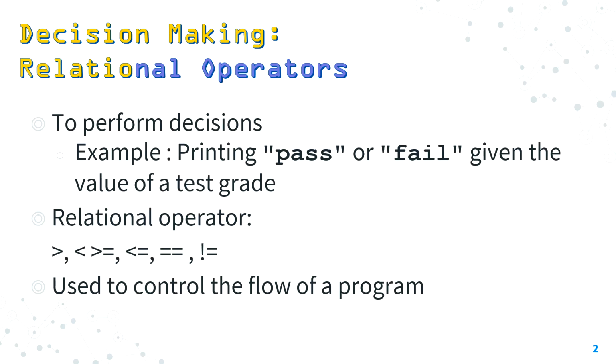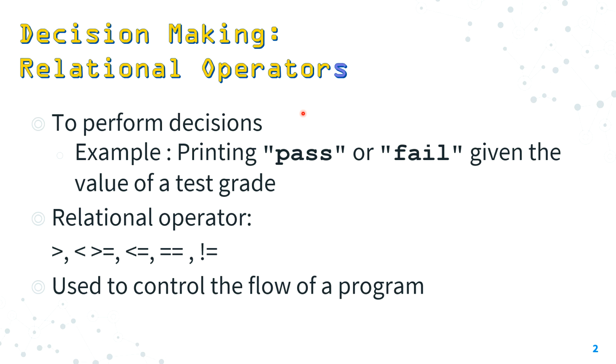To perform decisions, we use what are called relational operators. A relational operator compares two values and tells you how they relate to each other. For example, are they equal? Is one larger than the other? So these operators are used to control the flow of a program. So just think about this. How does a grading system know if you pass a class?